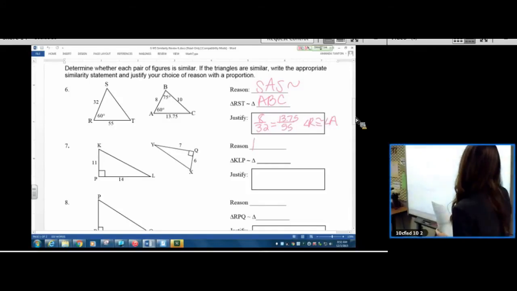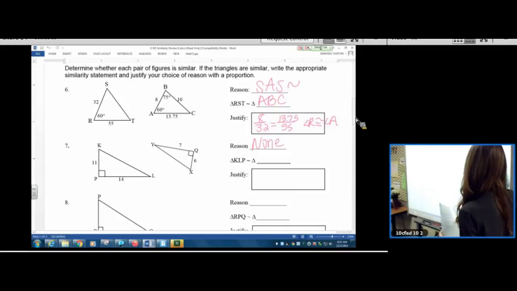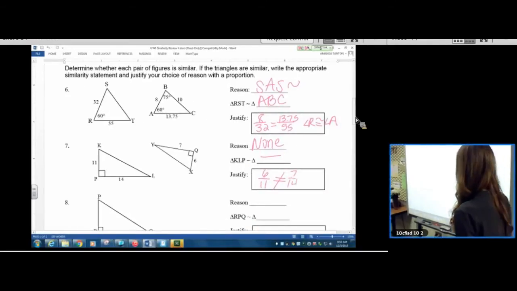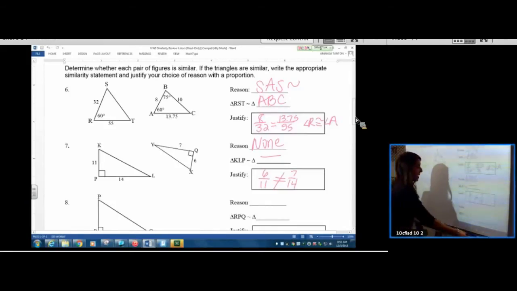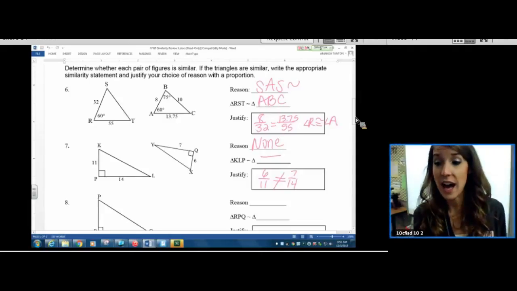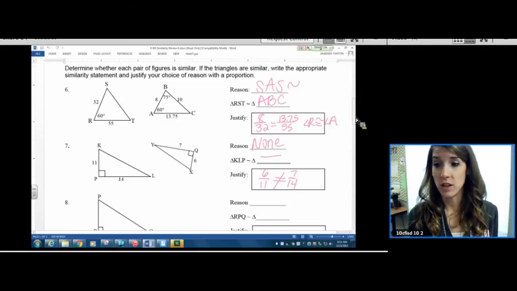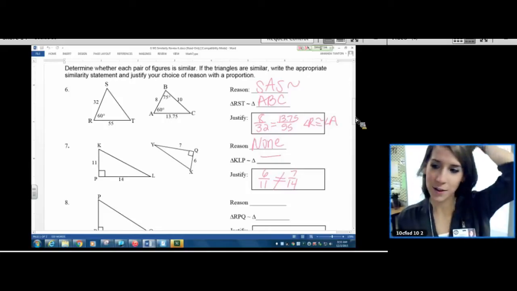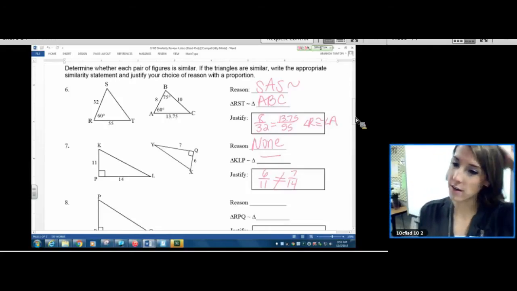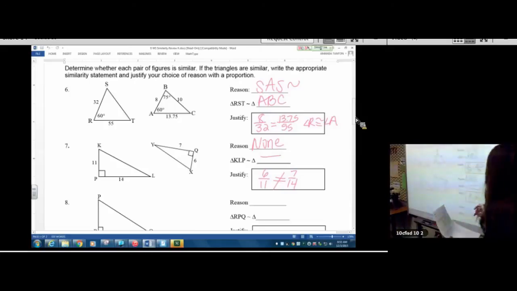Number 7, none or not similar. The reason is 6 over 11 is not equal to 7 over 14. So it would have been side, angle, side had those sides been proportional. Do you have to check? Absolutely, you have to check. Not all right triangles are similar, right? That was on your homework. Not all right triangles are similar.